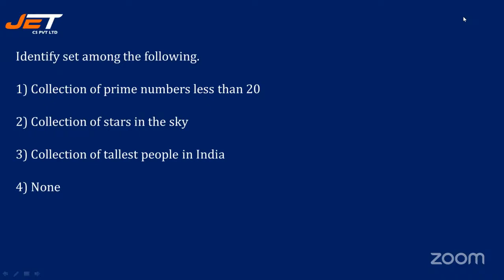A little interesting question. Identify set among the following. Collection of prime numbers less than 20, collection of stars in the sky, collection of tallest people in India, or none.